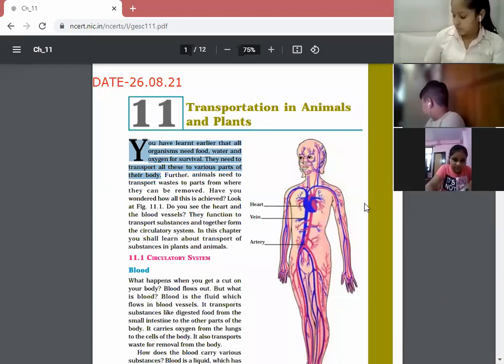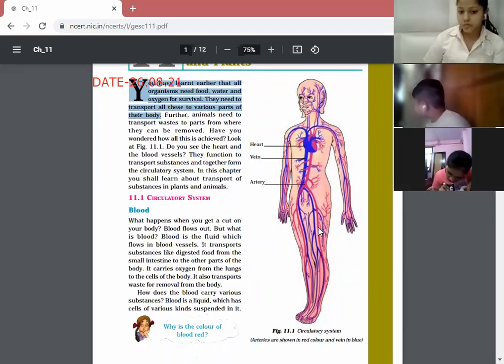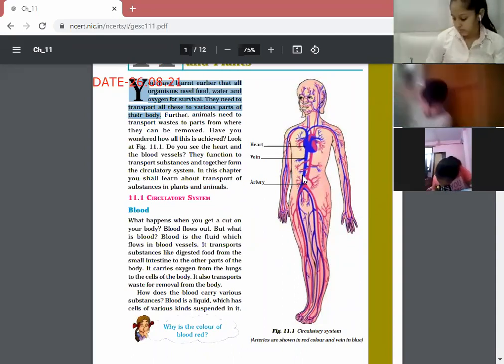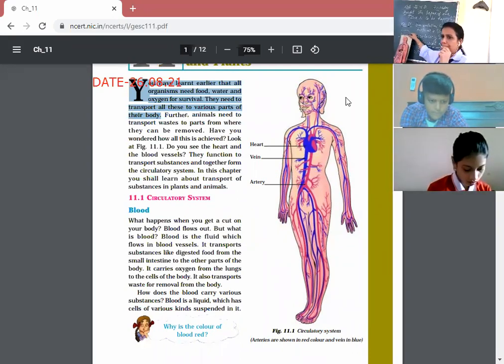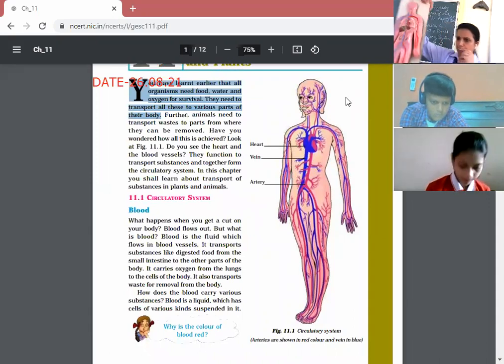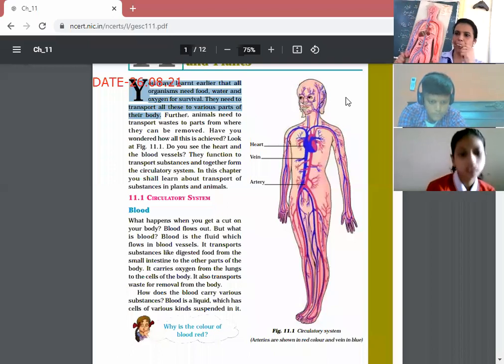Children, this is a diagram of the circulatory system. Kindly see to it. In this diagram, you must be able to see two colors. One is red and the other is blue. So why is this difference there? Even I have a model of the circulatory system with me. See, this is a model of the circulatory system.